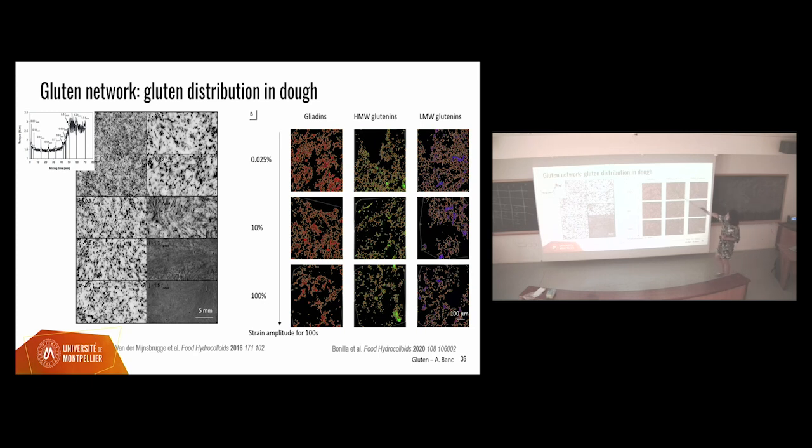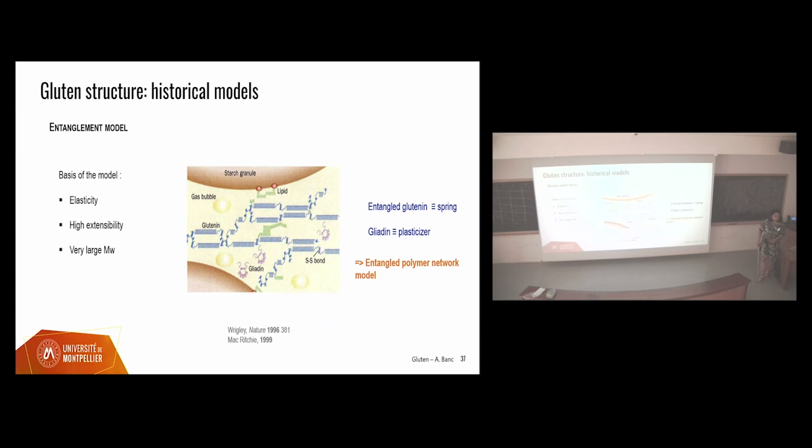And if they submit their sample to large strain amplitudes, they destroy the network of gluten in their sample. But this is the structure of the gluten at large scale. If we look at smaller scale, different models were proposed in the literature.